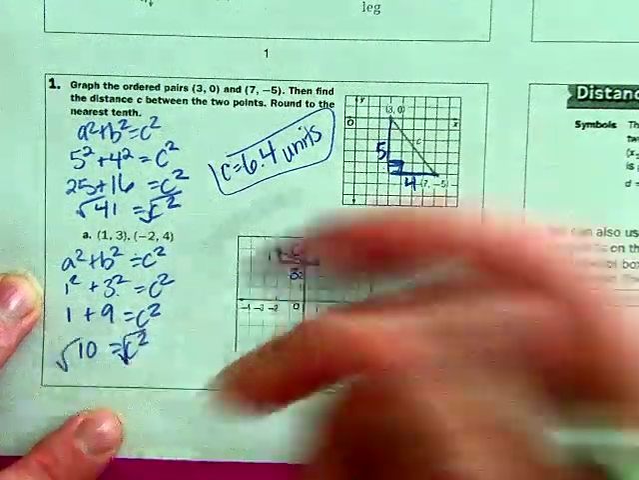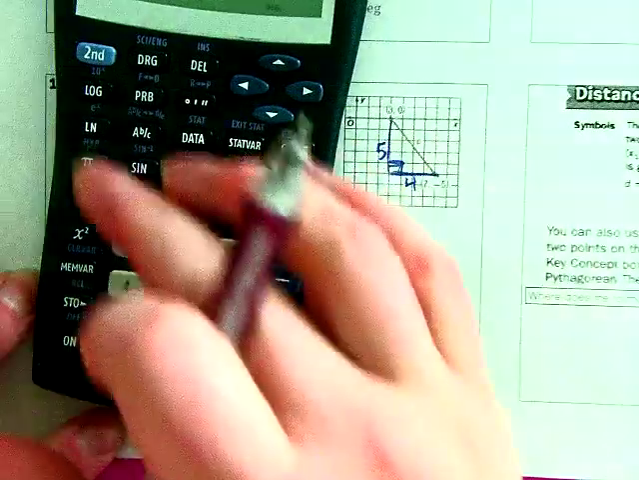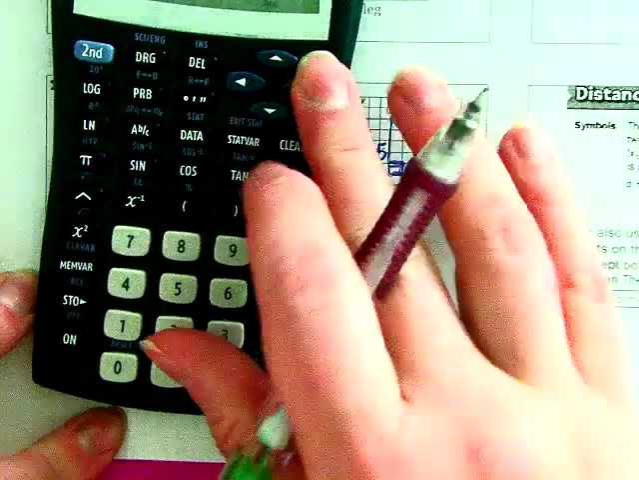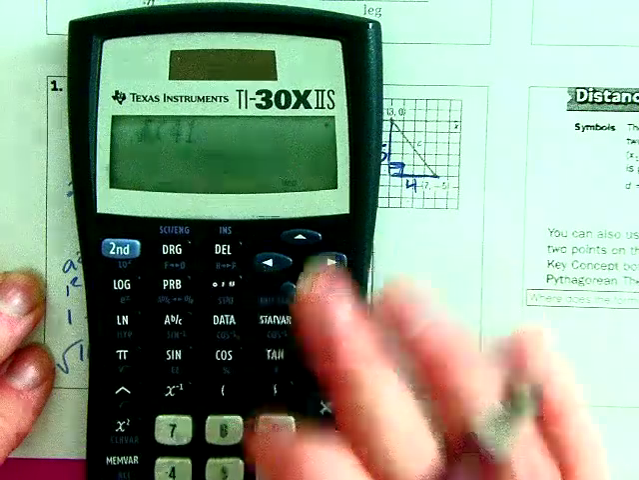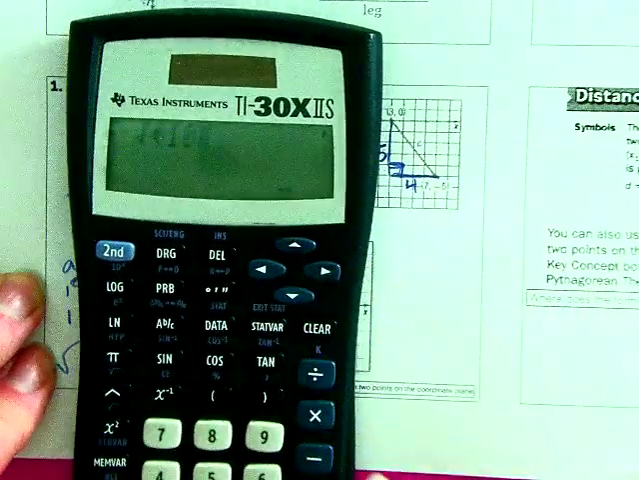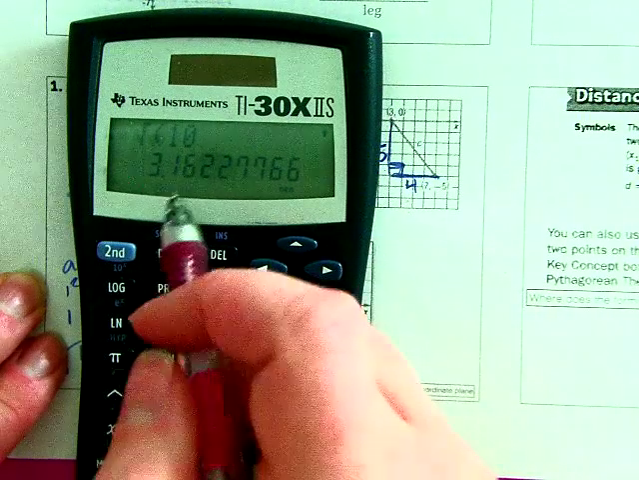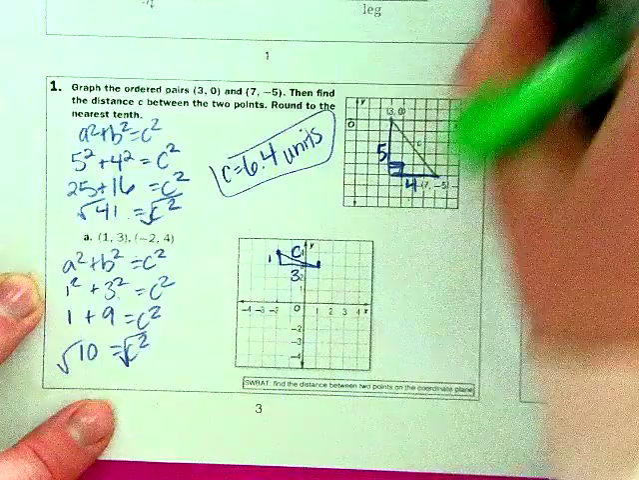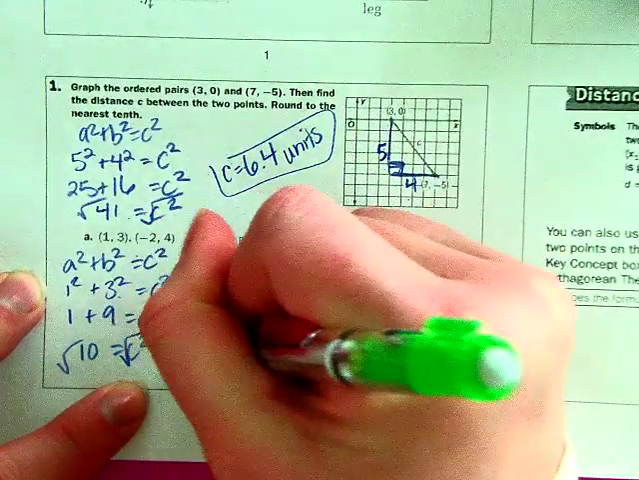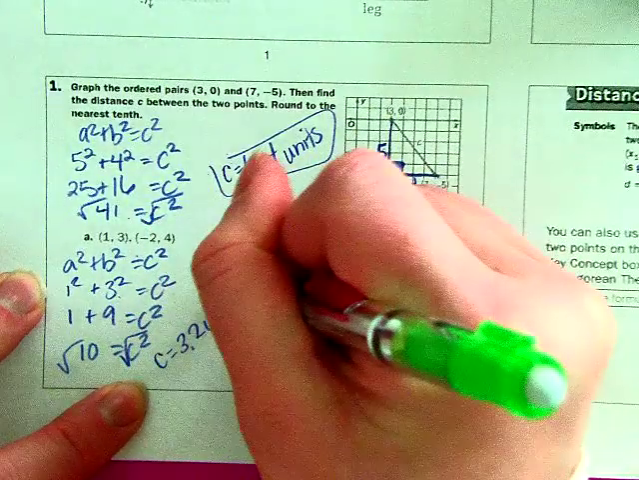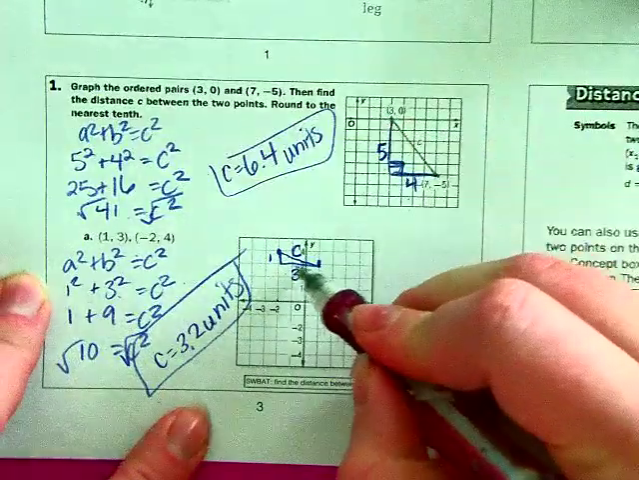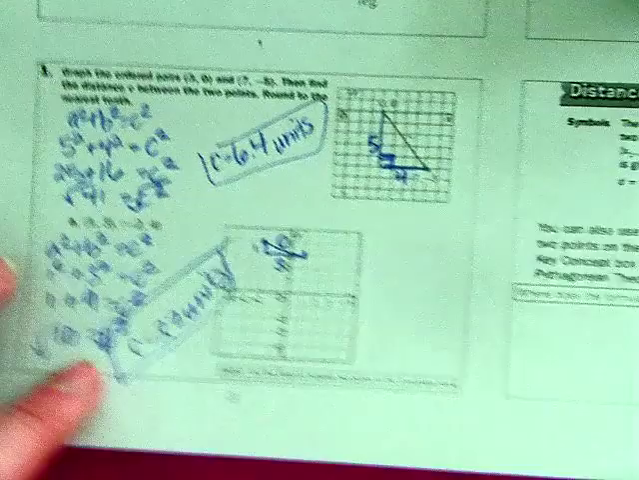Take the square root of 10, 3 point something. Square root of 10, 3.16, 3.2 units. So it's a little over 3 boxes long, is what it's saying.